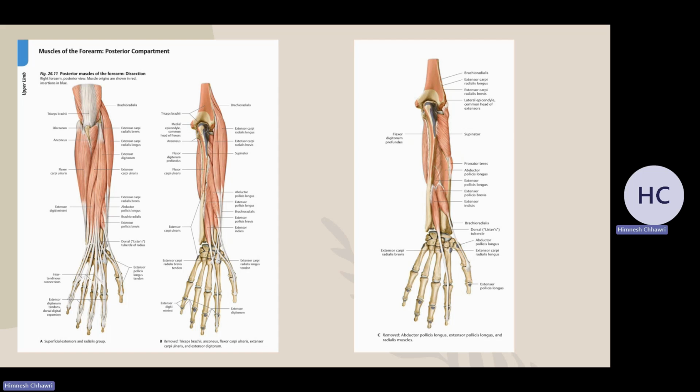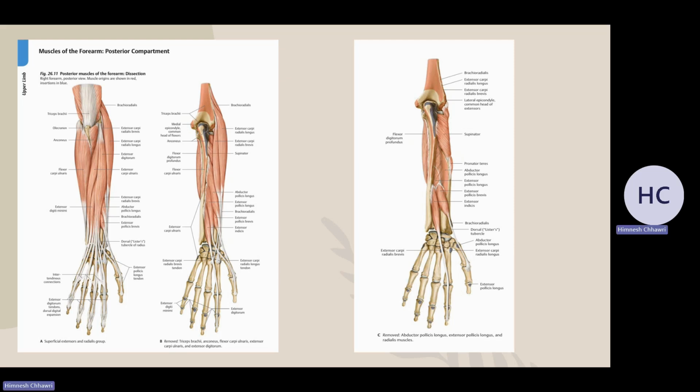I hope you can see it. Let's see if we can see it here. Extensor digiti minimi. Oh, it's not visible here, but it's very slightly visible. It's like this one. It originates from the ulnar common extensor head, which is the lateral epicondyle, and inserts into the dorsal digital expansion of the fifth digit. Because what is the fifth digit? The pinky finger.